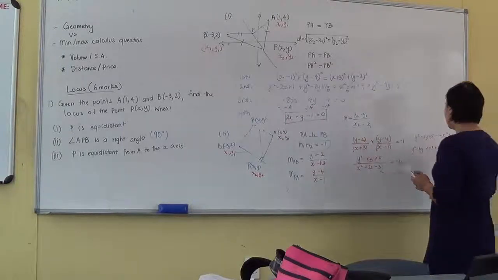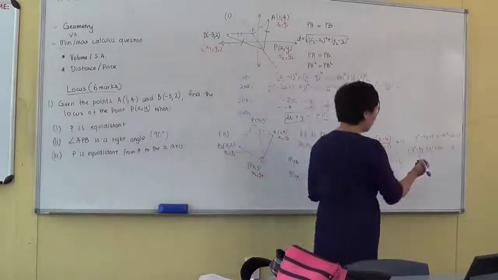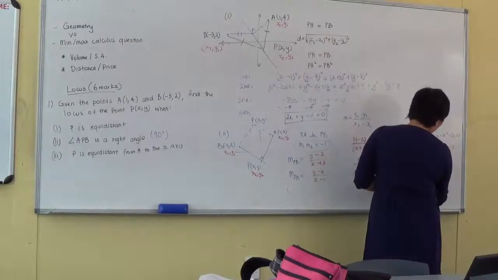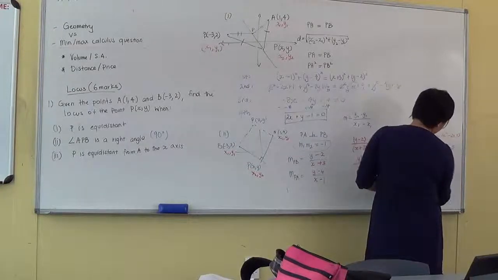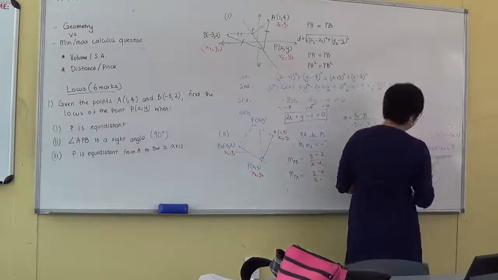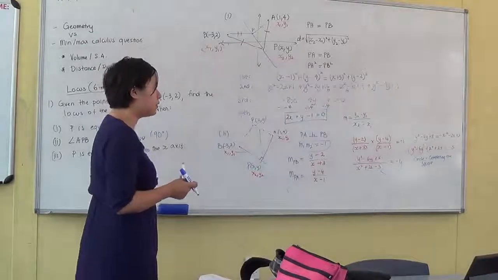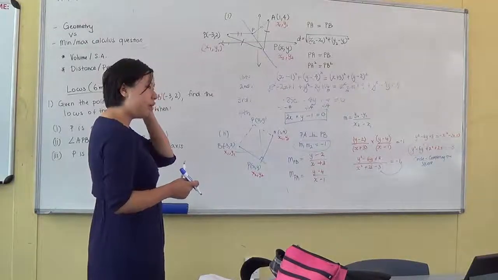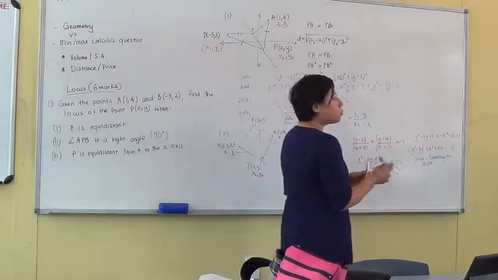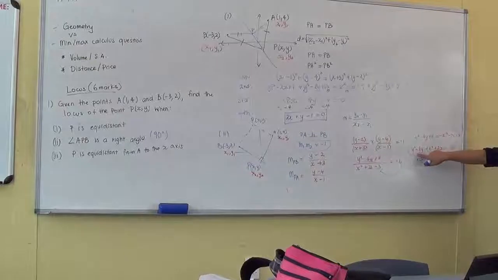Does anyone have any idea what this looks like? Yeah, this is a circle, so the last step is to complete the square. Big hint, you will have to complete the square somewhere along the test, so you might as well practice this one now. We know this is a circle because we've got x squared, x, y squared and y. That should be a big hint that it's a circle.